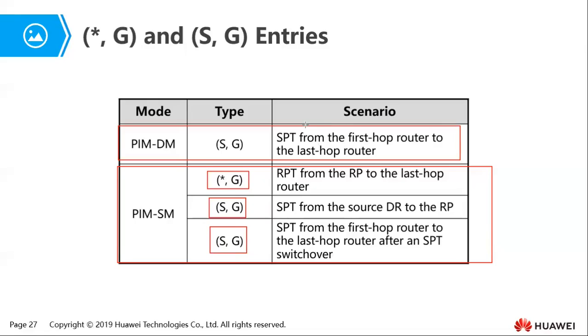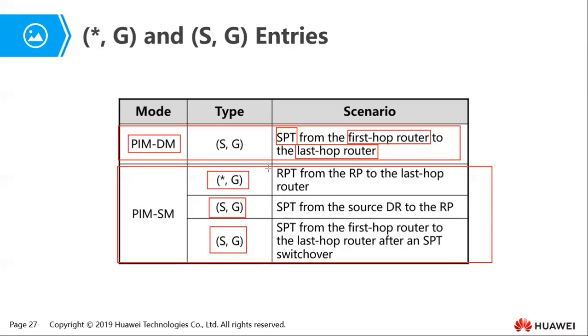So the scenario, so this one, SPT from the first hop router to the last hop router. PIM-DM establishes an SPT only. The only multicast distribution tree that PIM-DM comes up with is an SPT from the router that is connected to the source of the multicast packet to the router that is interconnecting the receiver device.